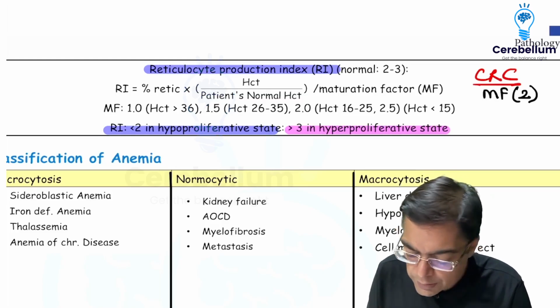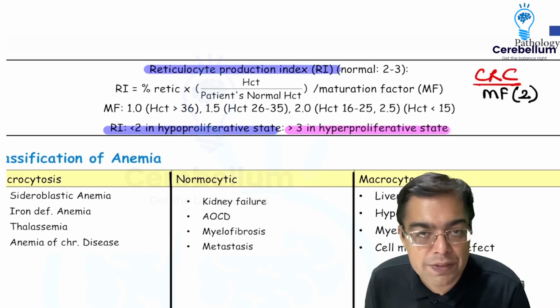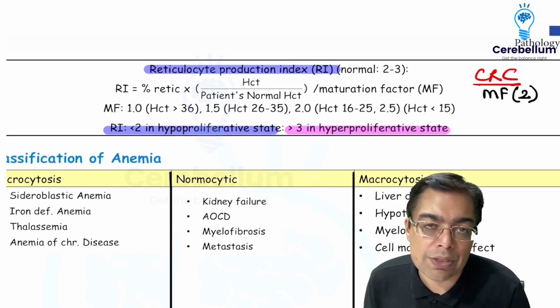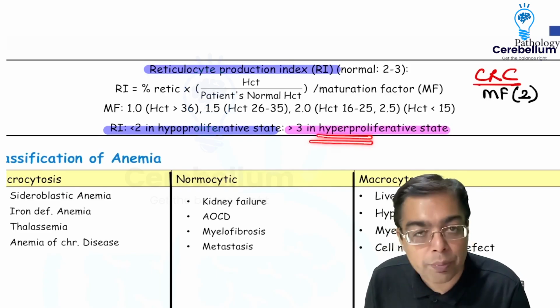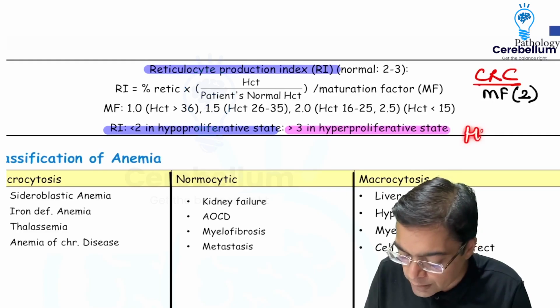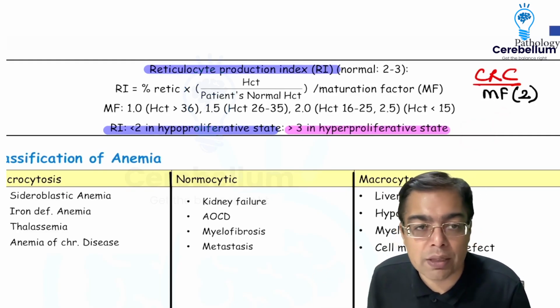Classical conditions in which the bone marrow is underactive can be nutritional deficiency, for example iron deficiency anemia. An example of a condition where the bone marrow goes into overdrive, a hyperproliferative state, is a patient with something like hemolytic anemia. So there is a compensatory increase in erythropoietic activity.